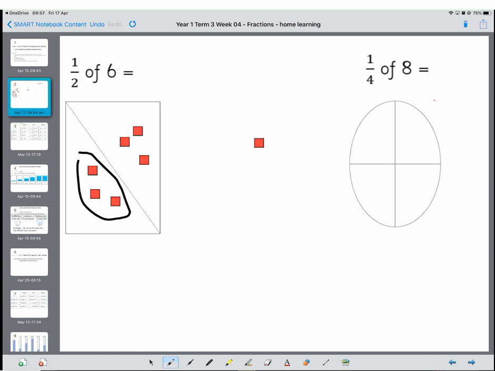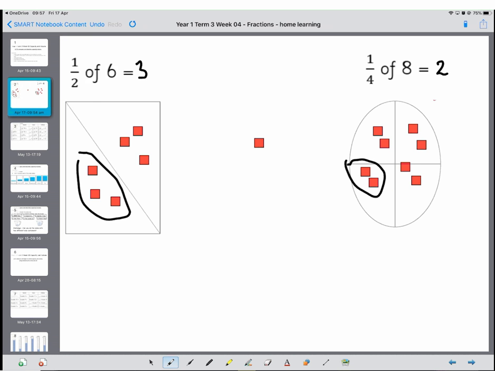And I'm sure you can guess how we do the quarter, because we've got a shape that's cut into quarters. So we're going to count again the cubes into each section. 1, 2, 3, 4, 5, 6, 7, 8. And in one of the quarters, which is one of the 4 sections, we've got 2. So that's how you do these.